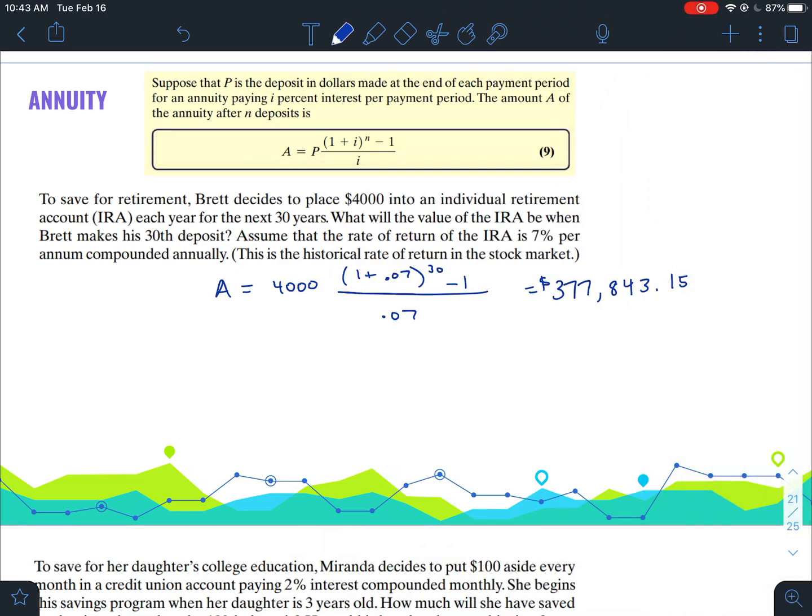So at the end of 30 years, if he deposits $4,000 and it's earning 7% interest, he'd have $377,843.15. If we just took the $4,000 that he's investing times the 30 years, you would get $120,000. So he would have $120,000 that he invested, and he ends up with $137,843 from the interest that he's earning in his IRA.